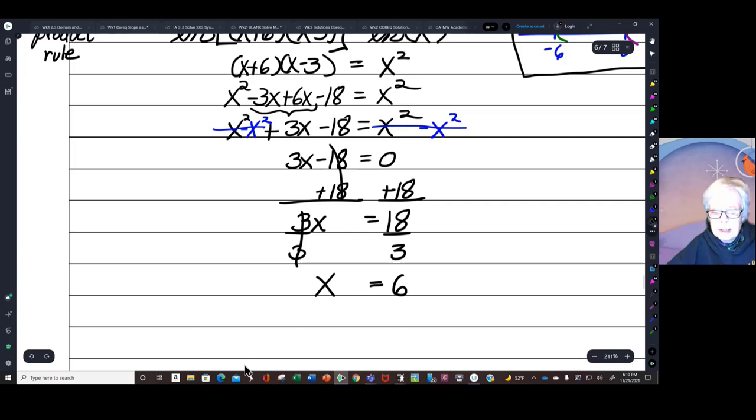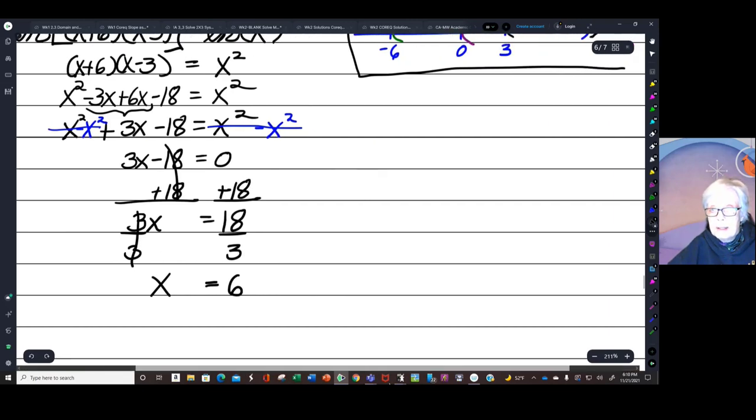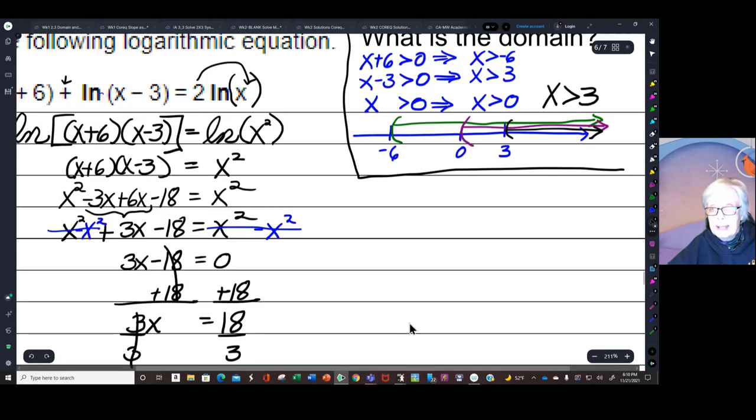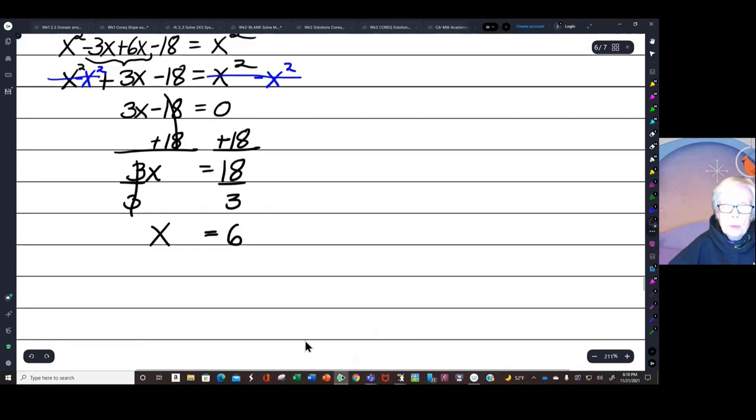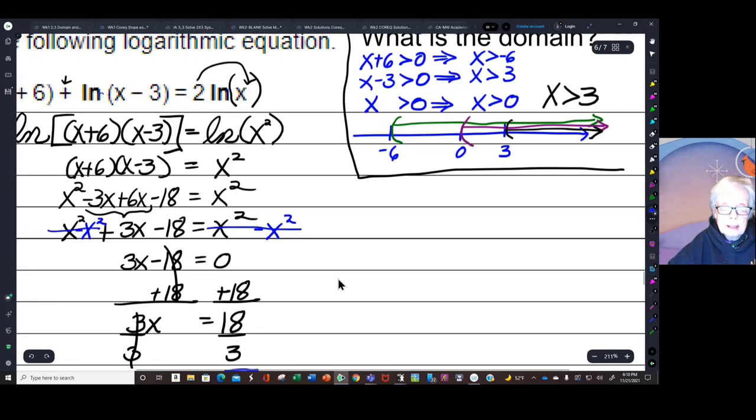Now let's take a look at our domain. Yep, x is greater than 3, so we can go with 6. 6 is greater than 3. The important thing here to notice is that we have to get this to where we have the ln of an argument equals the ln of an argument, not 2 ln of an argument.